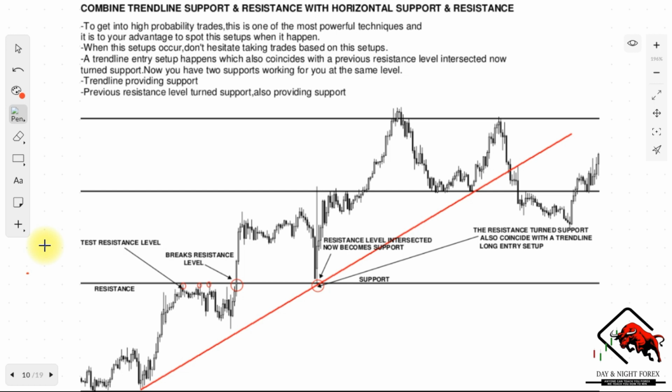But basically, once you combine these two, this is when you get high probability trades, because this is one of the most powerful techniques you can use in this market: to combine the trend line support and resistance together with the horizontal support and resistance. So a trend line entry setup happens, which also coincides with the previous resistance level intersected, now turned support. Remember, resistance turns into support and support turns into resistance. So now you have two supports working for you at the same level: your trend line support as well as your horizontal support put together, confirming a position, right?